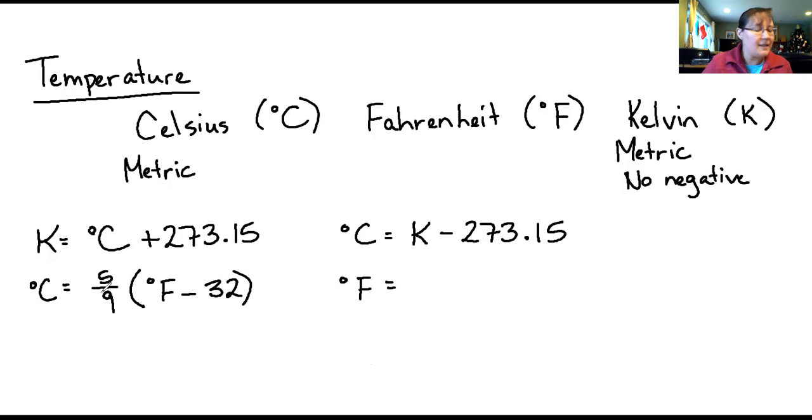Now, if we want to go from Celsius to Fahrenheit, we'll have 9/5 times our Celsius temperature plus 32.